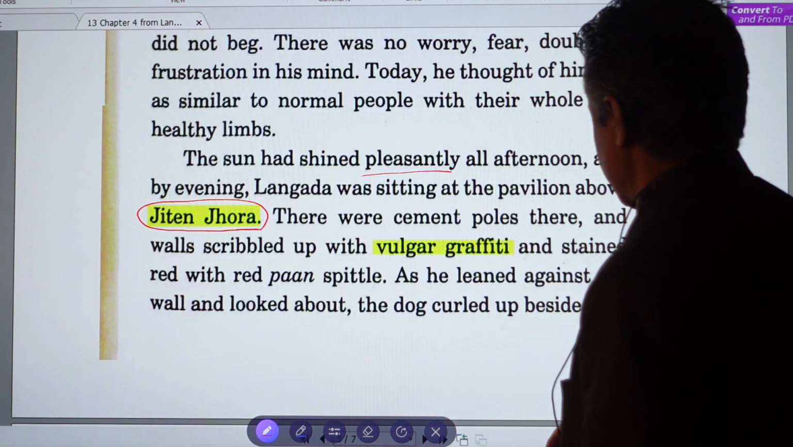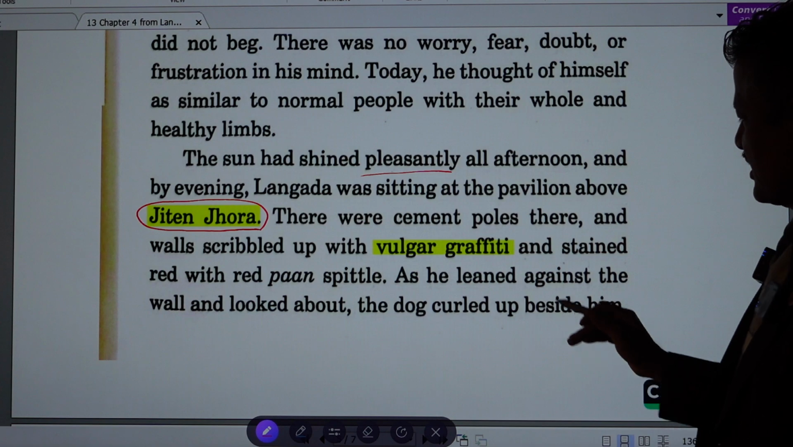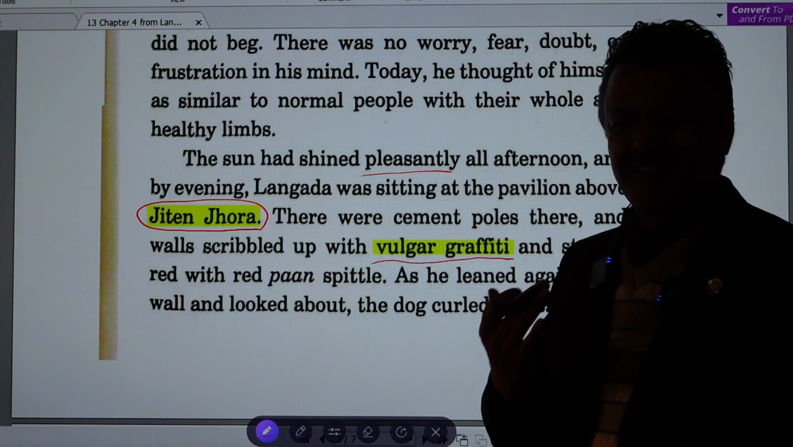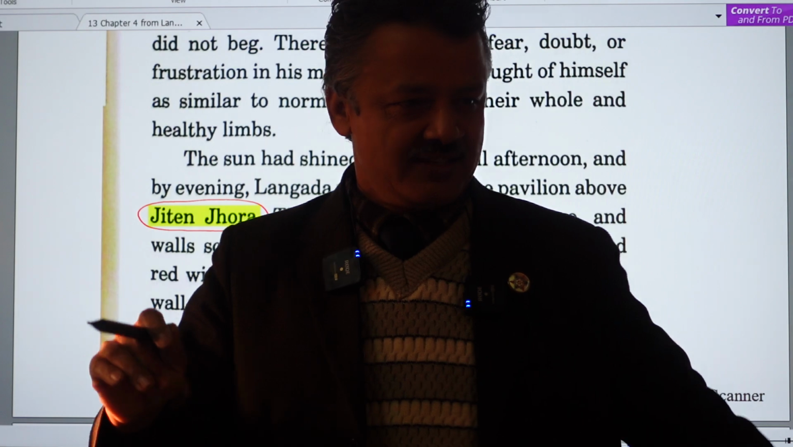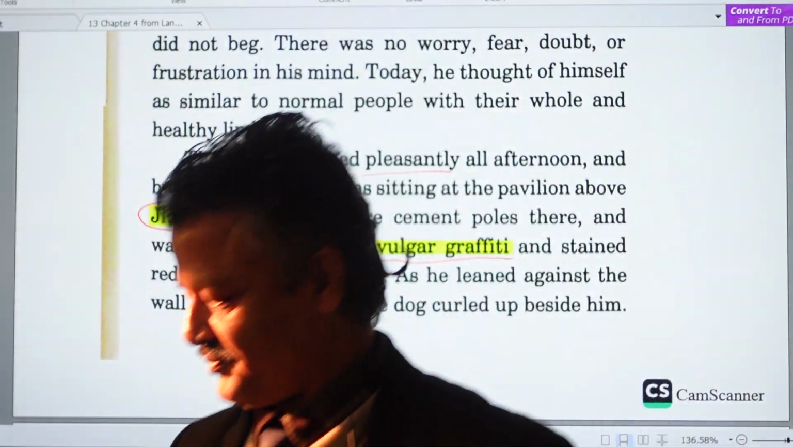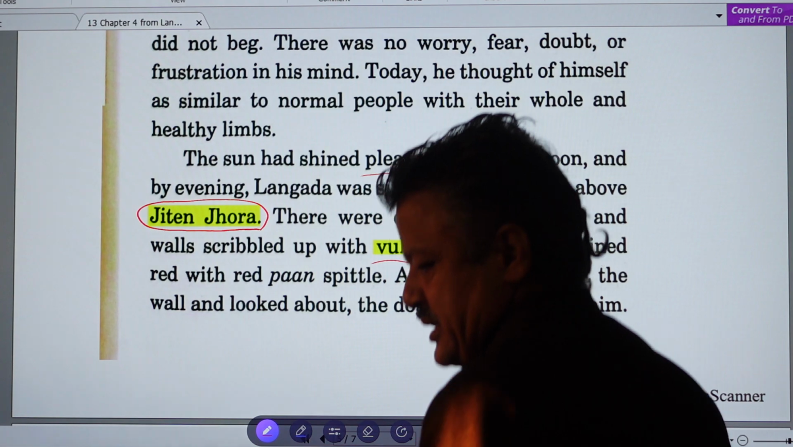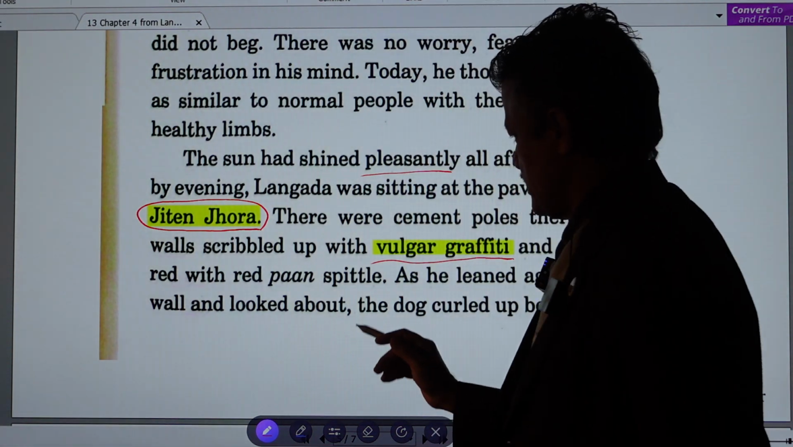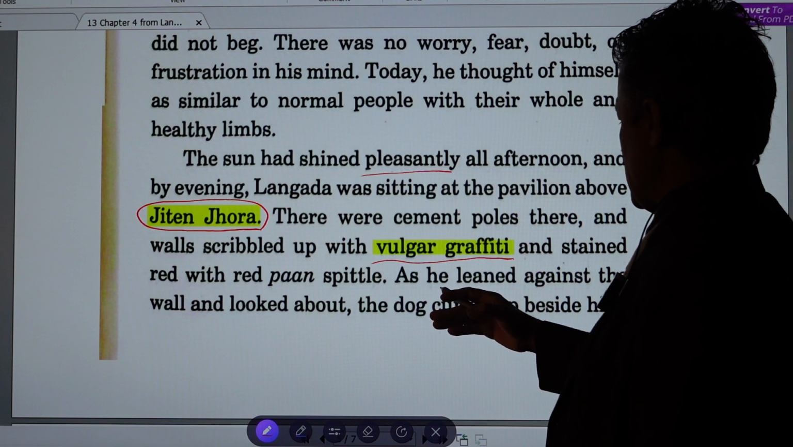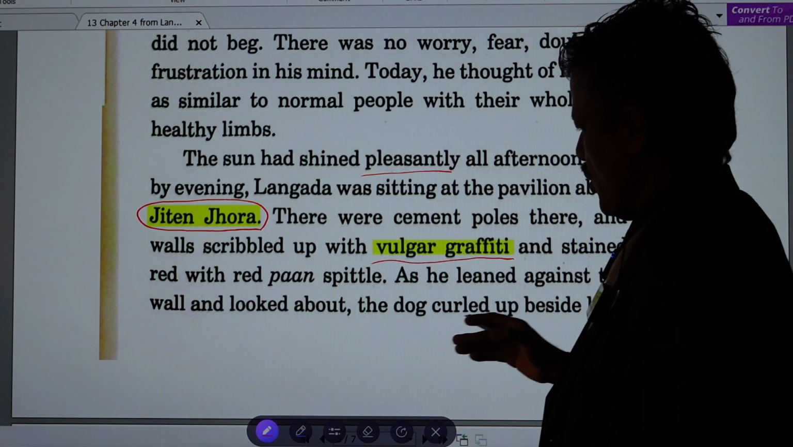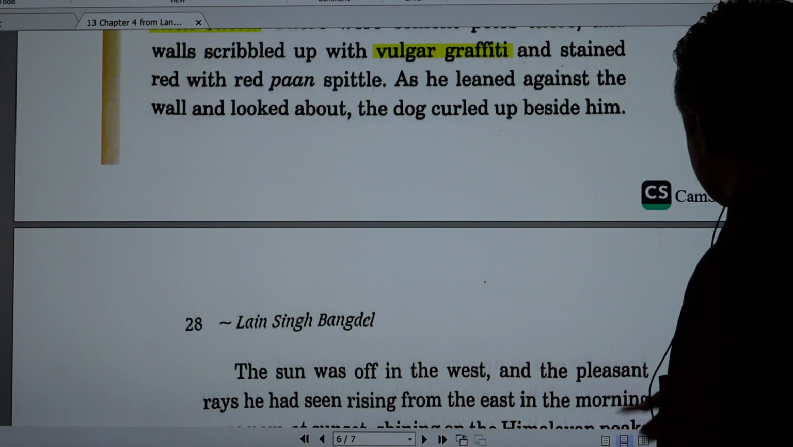There were cement poles there and walls scribbled up with vulgar graffiti. We all understand because we are in cities, we see walls with vulgar graffiti. Graffiti is that you're writing on the walls. And stained red with red pan spittle. This is quite Indian culture, people spit pan. As he leaned against the wall and looked about, the dog curled up beside him.